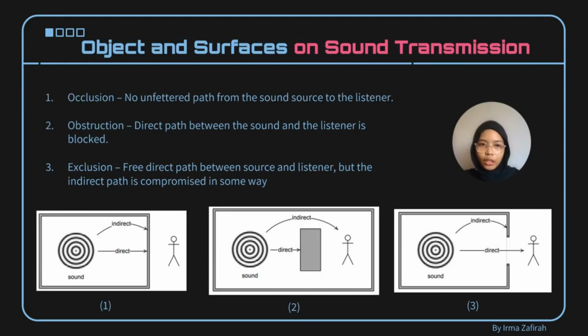There are 3 impacts of object and surface on sound transmission. The first one is occlusion, which is the first picture.